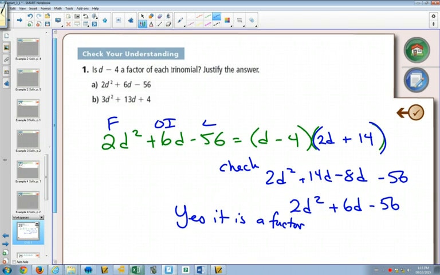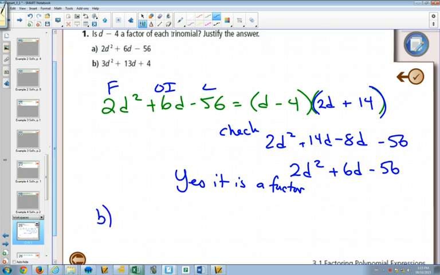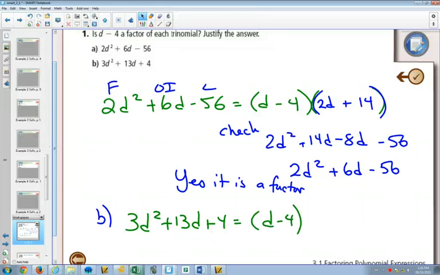So we're going to check in B. We're going to start with, again, what we're given. I'll do in green here, 3d squared plus 13d plus 4. And we want to check if d minus 4 is one of those factors. Well, if it is, what has to be in this bracket? Well, for our first ones to be 3d squared, can you see that this would have to be 3d? For our last one to be a positive 4, this one would have to be a positive 1.